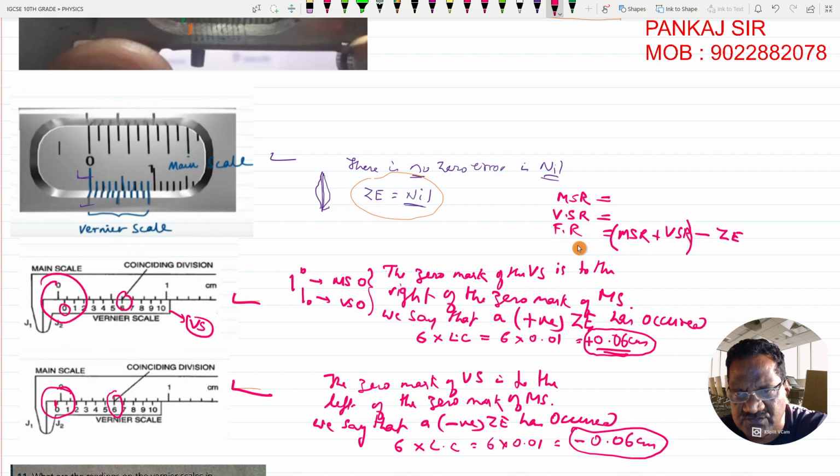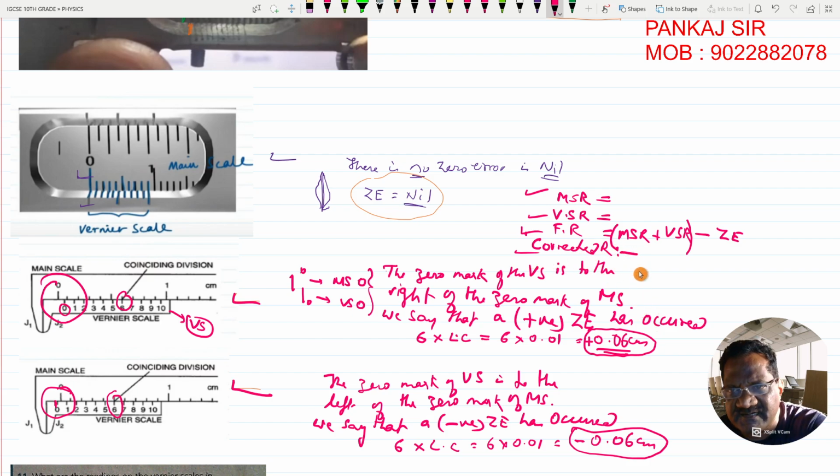When you use a zero error, we say that the final reading is now known as the corrected reading. Corrected reading means the zero error that you have in the instrument has been used up. If it is a positive zero error, you subtract it from the final reading, and if you have a negative zero error, you add that value to the final reading. This is known as the corrected reading. So these are the terms: main scale reading, Vernier scale reading, final reading, and corrected reading. Finally, you have to consider the corrected reading for your calculations.